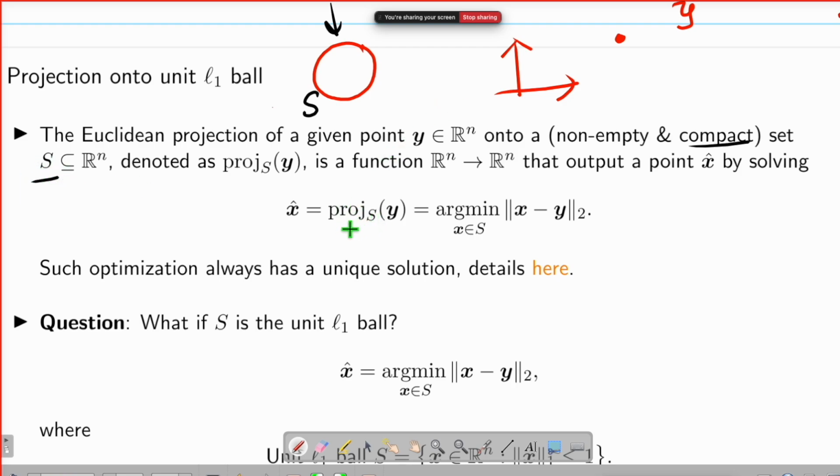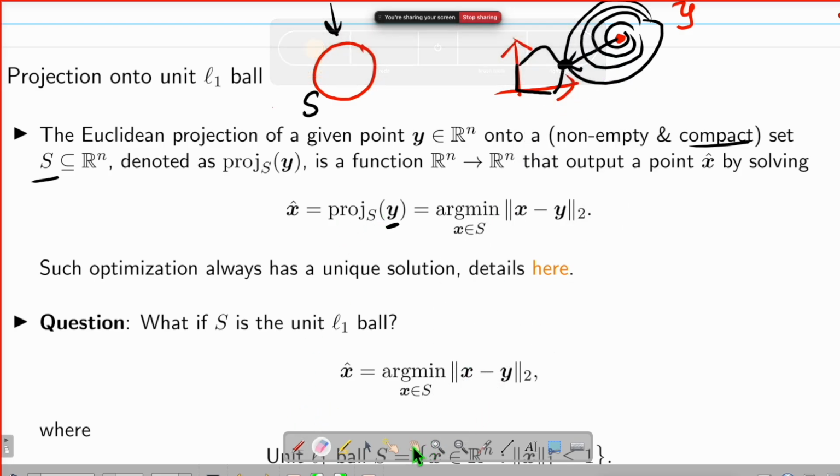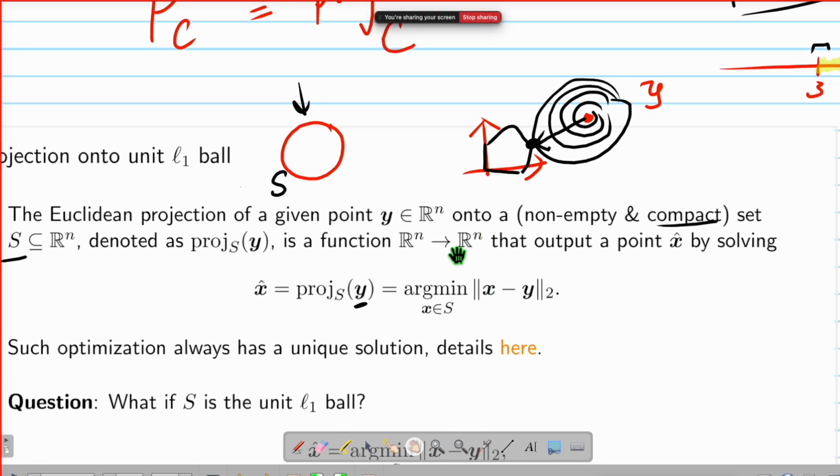Then this is saying that I have a projection of my given y. Let's say my S is like this. This is y. I want to project this onto S, which is this shape. As I talked about last time, you draw a circle until the circle touches the set. This particular point will be my x hat here. So this x hat will be the projection, that means the output. This mapping is a point-to-point mapping. So please be careful.